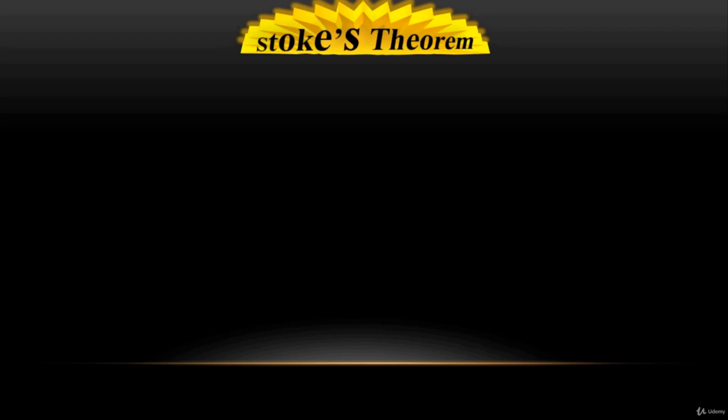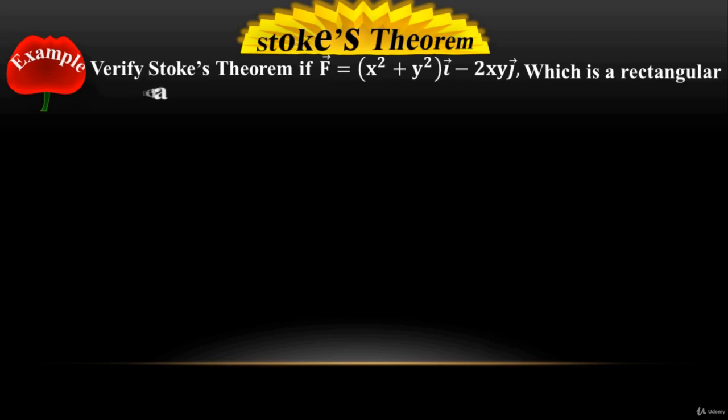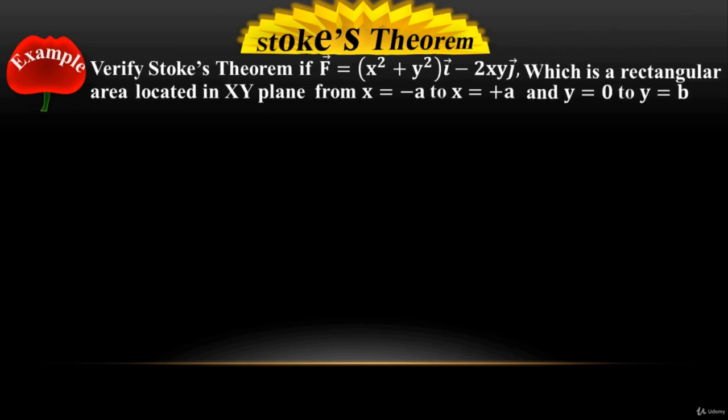Let me prove whether the left side is equal to the right side in Stokes' theorem, and I will take the same previous example. Verify Stokes' theorem if vector F equals (x squared plus y squared) i minus 2xy j, over a rectangular area located in the xy plane from x equals minus a to x equals plus a and y equals 0 to y equals b.